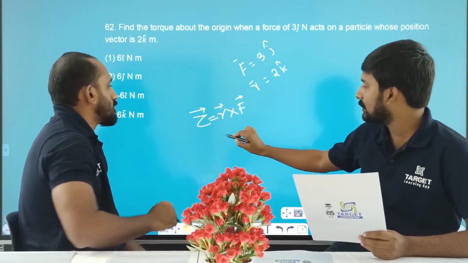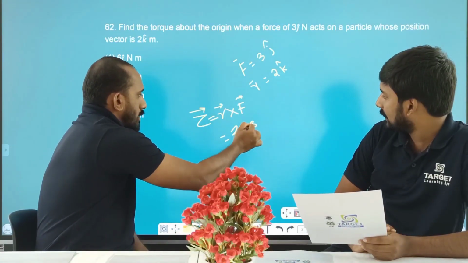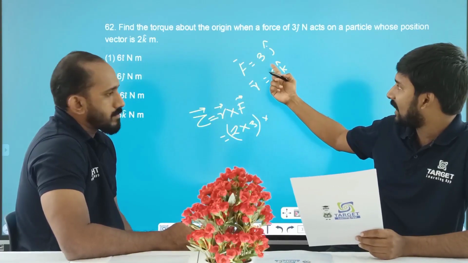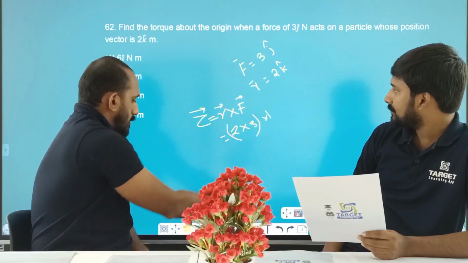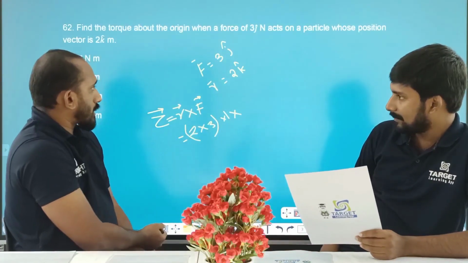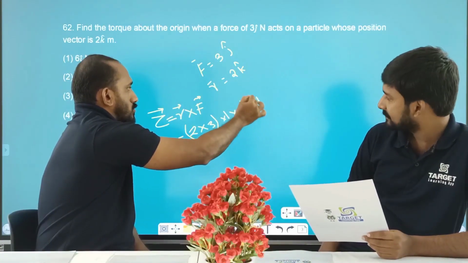So that is equal to mod R is 2, mod F is 3, so 2 into 3, into sin 90, the angle between J and K, that's 1. And there will be n cap. So n cap will be K cross J. K cross J is coming.